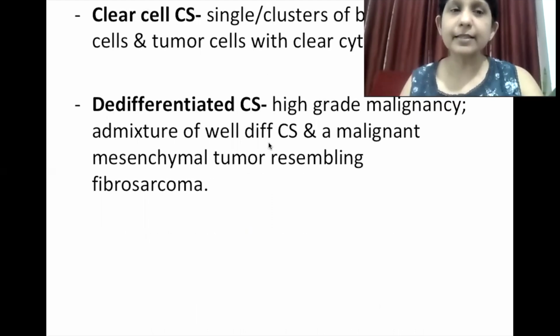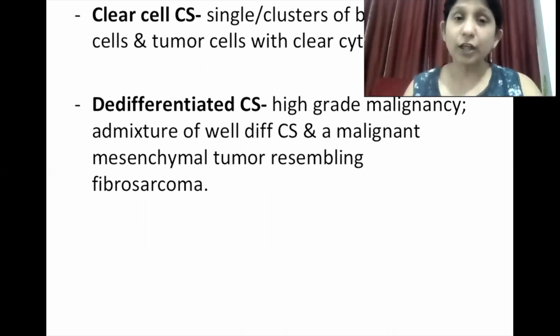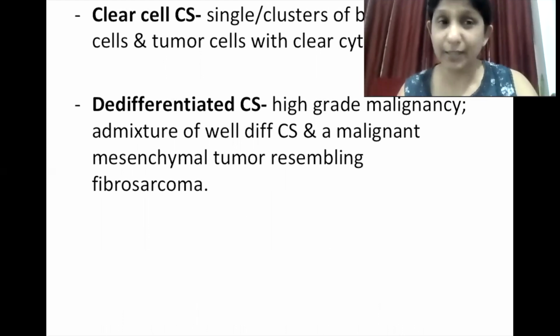So the next is the clear cell type, which I've already discussed, that the cartilaginous cells, the cartilage forming cells, will show a very clear cell cytoplasm. I mean to say, it looks empty in an H&E stain. So it looks like a clear cell. There's a cleared out area of the cytoplasm.